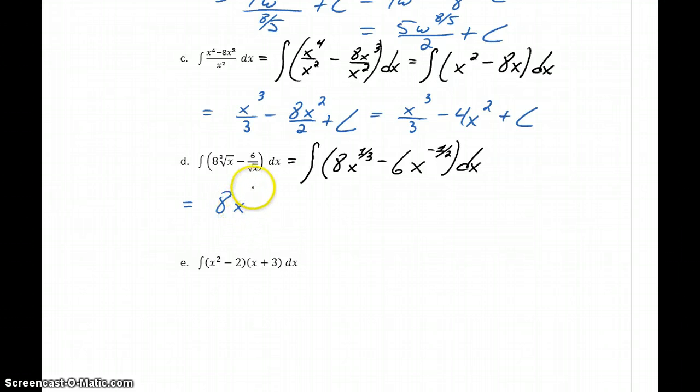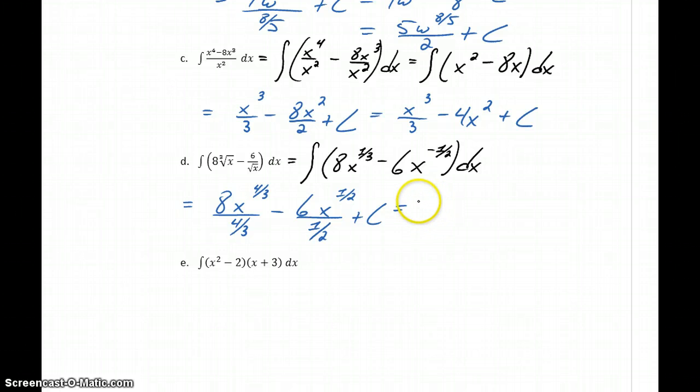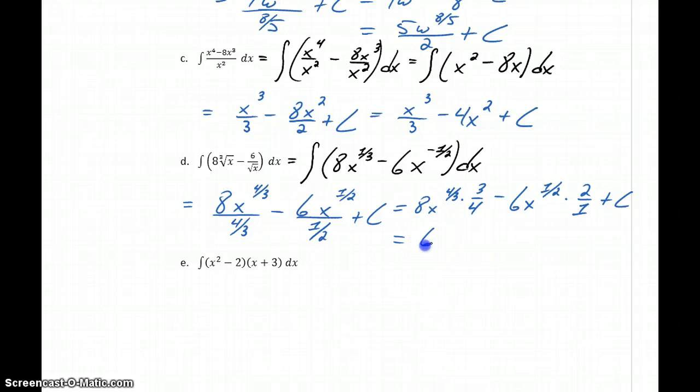So we'll get 8 times x to the 4/3 divided by 4/3 minus 6 times x to the positive 1/2 divided by 1/2 plus c, which will be 8x to the 4/3 times 3 over 4 minus 6x to the 1/2 times 2 over 1 plus c. 8 over 4 will reduce to 2, so we'll get 2 times 3, which is 6x to the 4/3 minus 12x to the 1/2, or 12 times the square root of x, we could write that either way, plus some constant c.